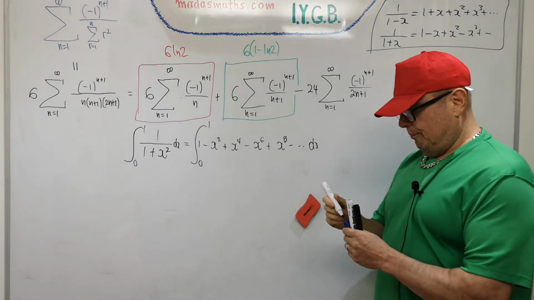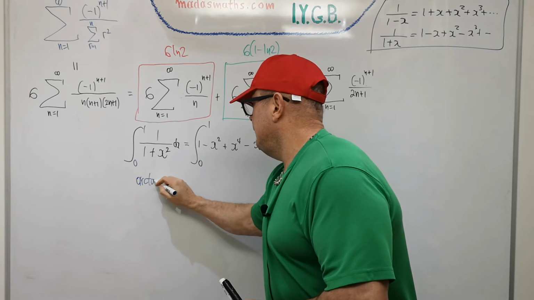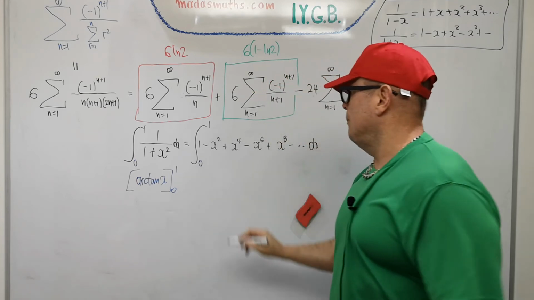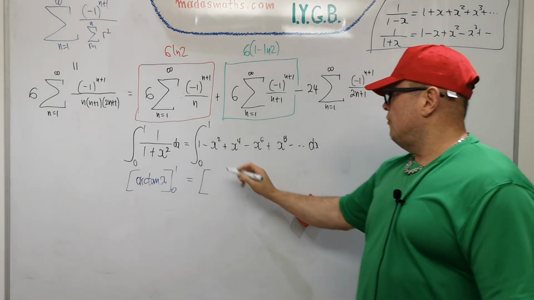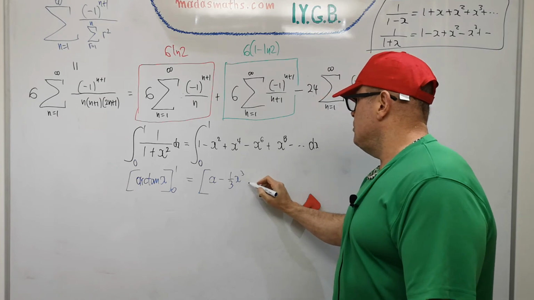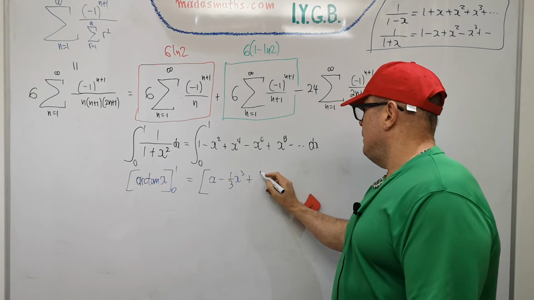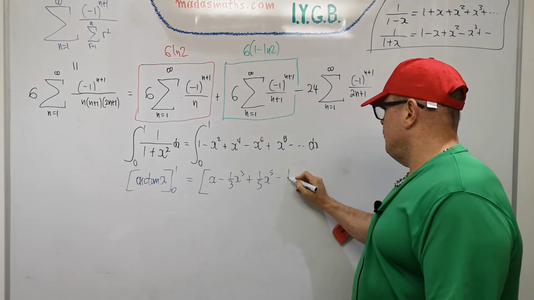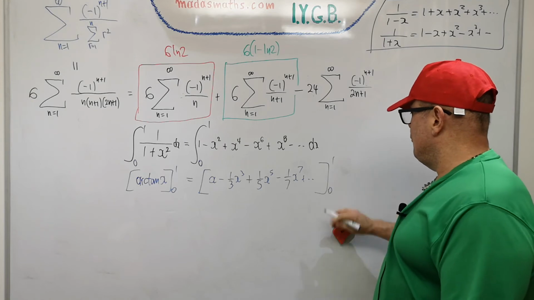And let's see what happens. This of course integrates to arctan, the arctan of x between the limits of course of 0 and 1. And the right hand side is very easy. It's of course term by term x minus a third x cubed, plus 1/5 x to the 5 minus 1/7 x to the 7 plus dot dot dot between the limits of 0 and 1.